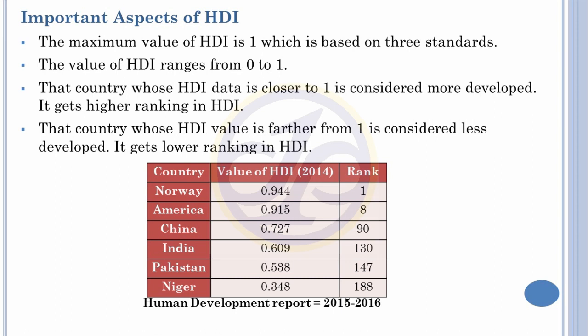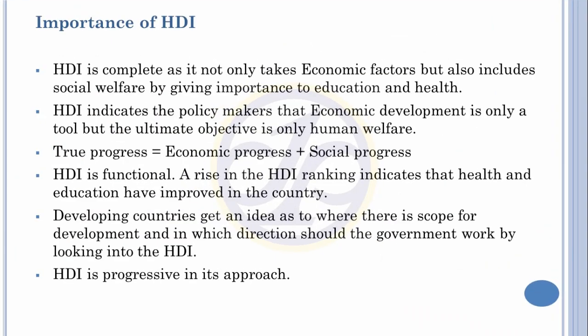As per the Human Development Report 2015-16, the first rank was held by Norway with 0.944, and India got rank 130 with 0.609. Niger, the least developed country, is at rank 188, the last, with an HDI of 0.348. That is the value. HDI benefits from all the dimensions.